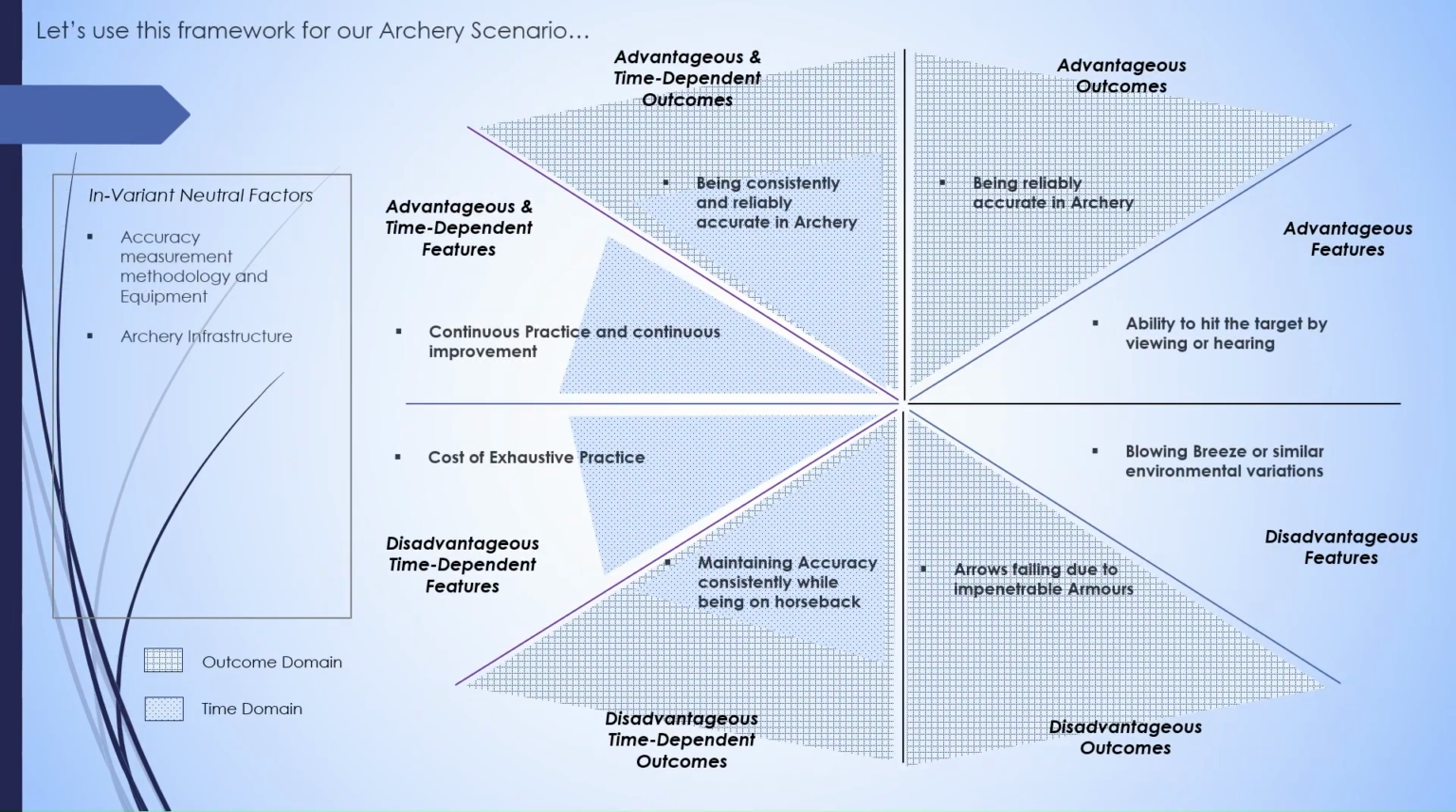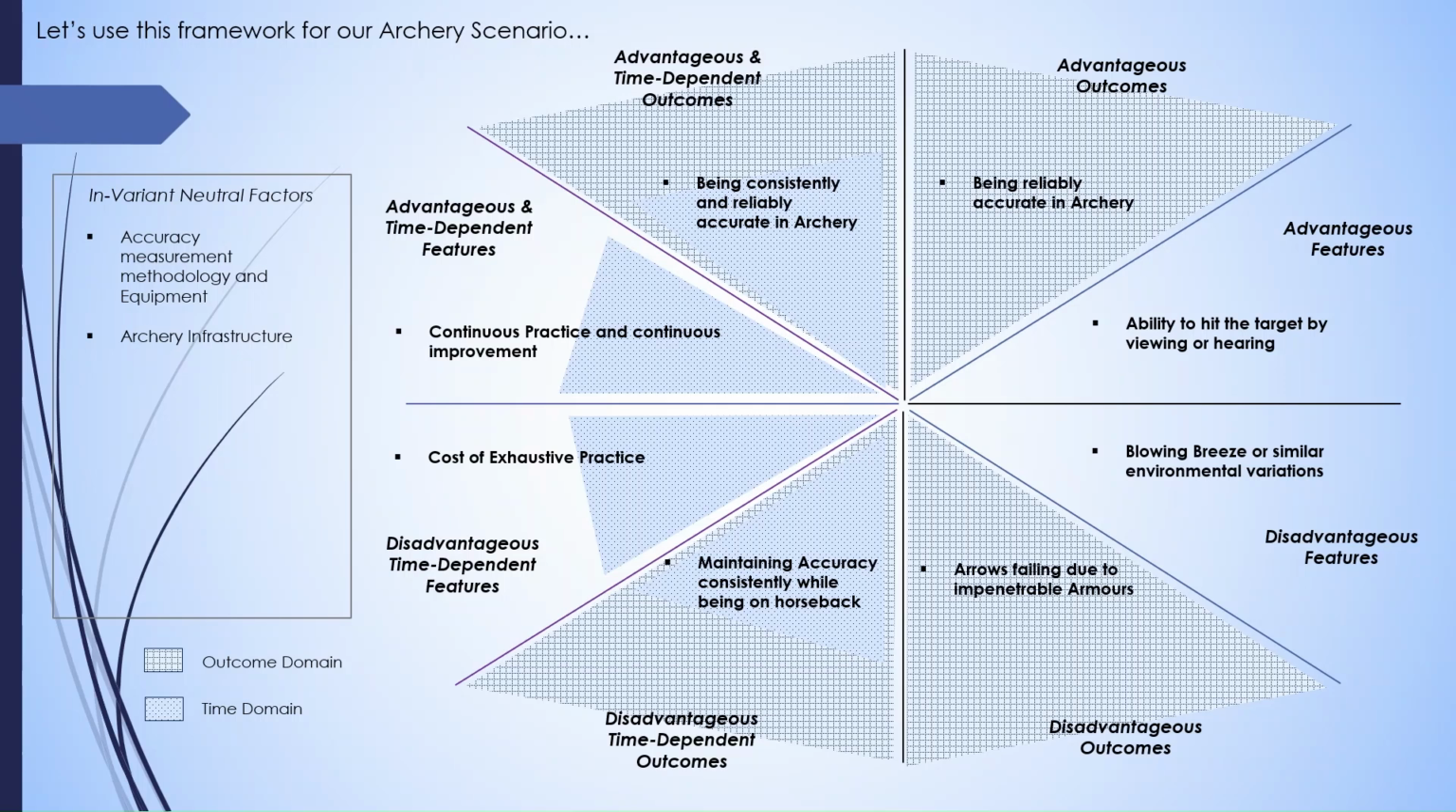All right, now let's bring this exploration framework to life using our familiar archery scenario. We begin by laying out the advantages and disadvantages, both on the features side and the outcomes side, so that the entire situation becomes visible at once. When you do this properly, you're no longer guessing where the problem is. You're looking straight at it.